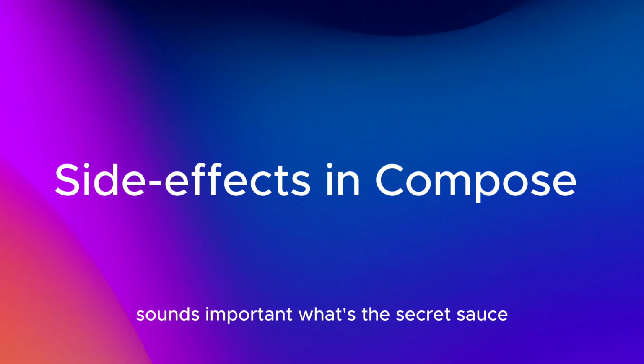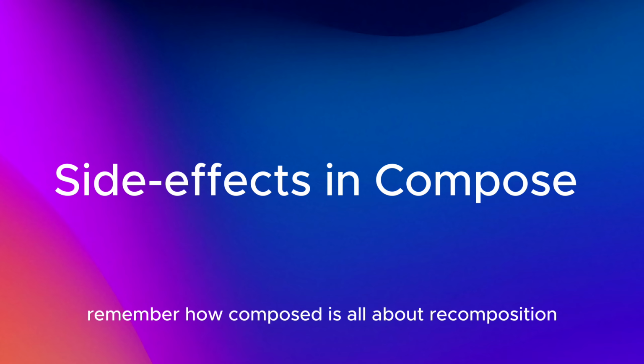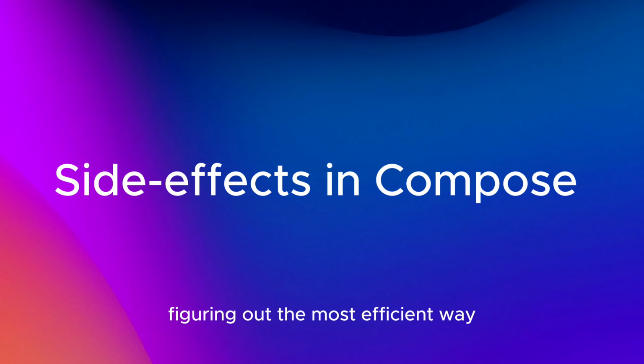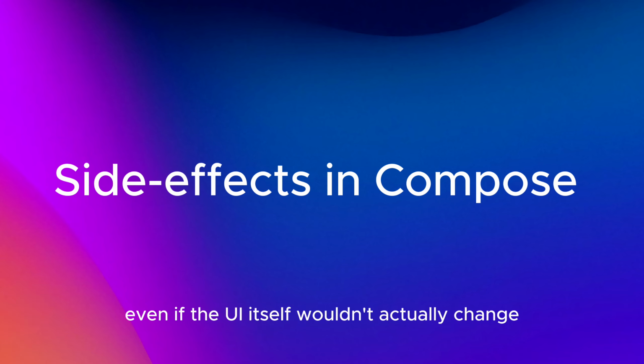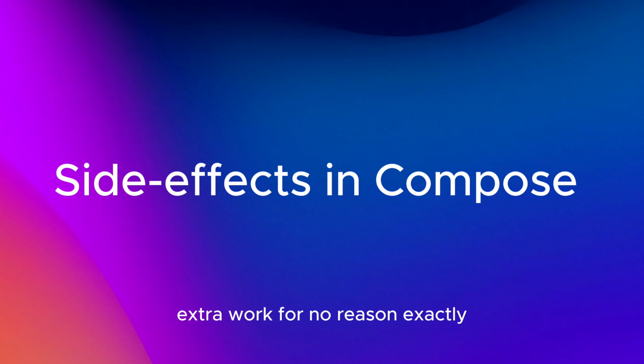What's the secret sauce? Remember how Compose is all about recomposition, figuring out the most efficient way to update what the user sees. Right, smart UI updates. Exactly. But sometimes you have these values that depend on other state variables, and they might trigger recomposition even if the UI itself wouldn't actually change. Extra work for no reason. Exactly. derivedStateOf, that's where it comes in. It lets you say, hey Compose, only recalculate this if it actually matters to what the user sees.